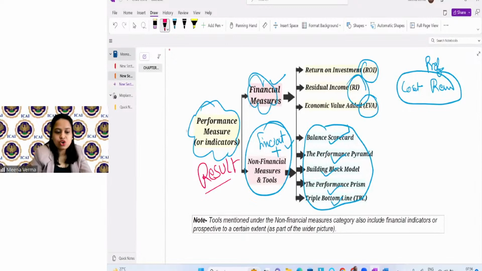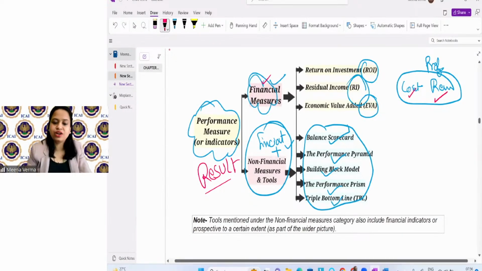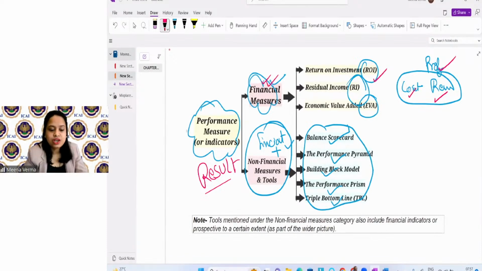What type of result? Not just financial result. We just don't want to improve the cost, improve the revenue, improve the profit, or improve the return on investment. We just don't want to achieve the financial goals. We want to achieve the non-financial goals. Employees should be happy with the company. Customers should be happy with the company. Shareholders should be happy with the company. The general public should be happy with the company. Suppliers should be happy with the company.